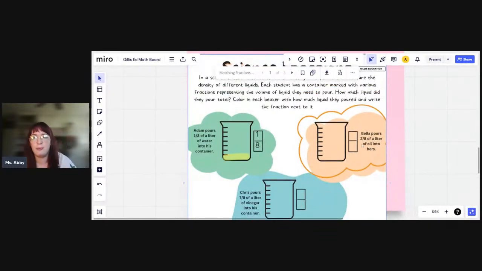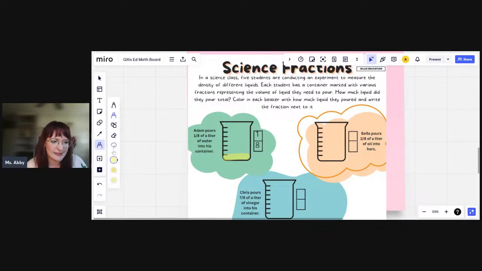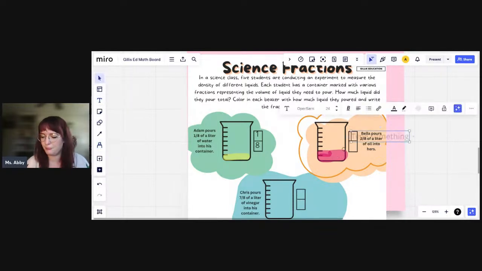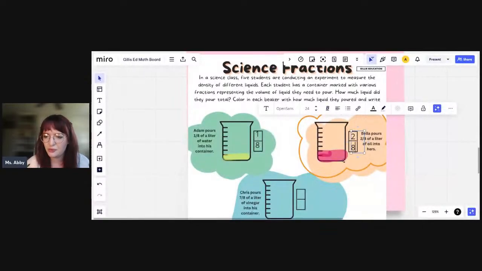Next, it says Bella pours 2/8 of a liter of oil into hers. So we're going to take a different color and we are going to fill in 2/8, up to the second line right here to represent 2/8. After that, we are going to put in our answer box 2/8.